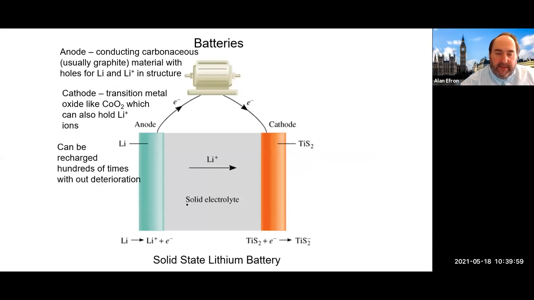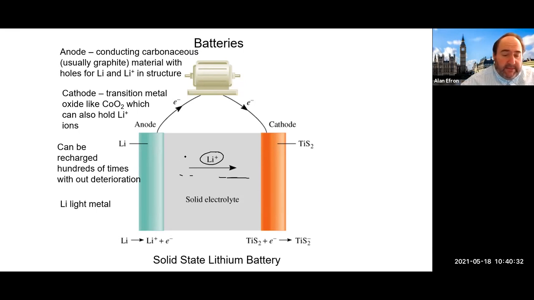Another type of battery is the lithium battery. In lithium batteries, we have an anode which is a conducting carbon species like graphite with little holes in it. The lithium goes from lithium with no charge to lithium with a +1 charge, migrating through the electrolyte solution to the other side, where reduction occurs with some type of transition metal that can hold those lithium ions.